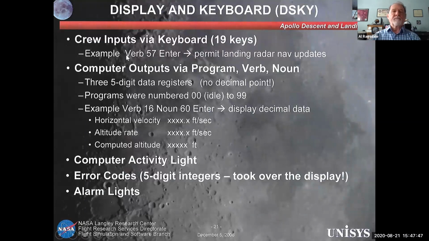Some verbs: verb 57 enter meant use the landing radar data for navigation. Here's verb 16, noun 60. It was horizontal velocity, how fast you're going forward, altitude rate, and your computed altitude. But you had to know where the decimal point was from that display. And there were alarm lights if things went wrong. And the most annoying one was the one that said operator error, which happened a lot.